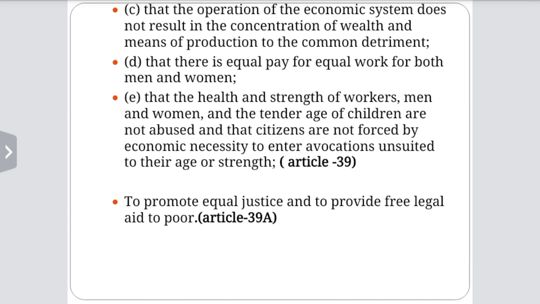C. That the operation of economic system does not result in the concentration of wealth and means of production to common determinant. And D. That there is an equal pay for equal work for both men and women. E. That the health and strength of the worker, men and women, and the tender age of the children are not abused, and the citizens are not forced by the economic necessity to enter vocation unsuited to age or strength.